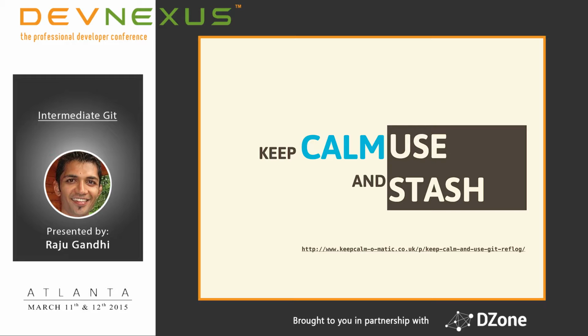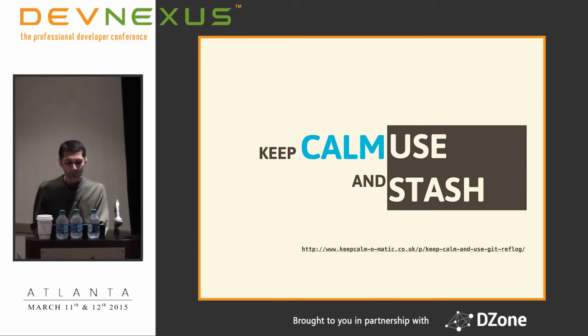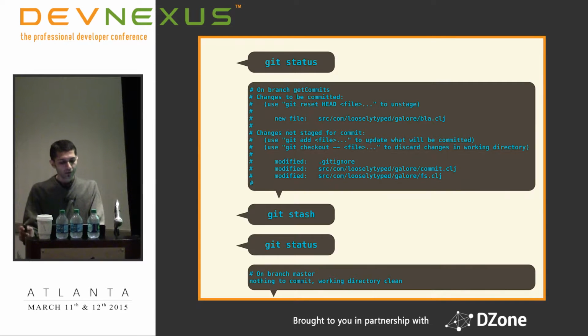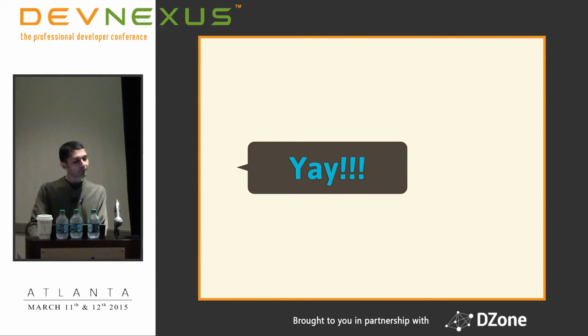Keep calm and use Stash. What that does is Git status, Git stash, Git status, working directory clean. What it does essentially is it takes all the files that you've modified, including the ones you've staged, creates a new commit out of it, but does not make that commit a part of your Git log. So let me show you how that works.